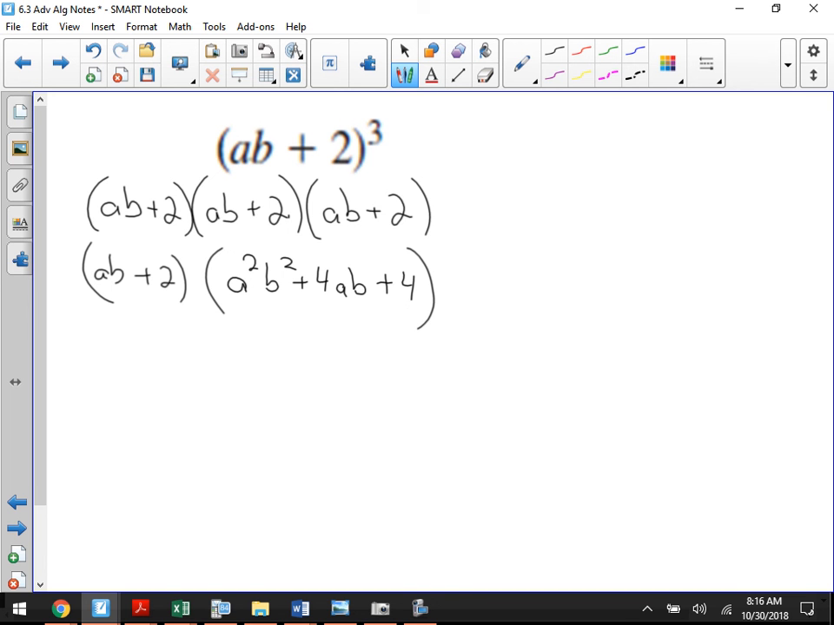Good question. So then you distribute out again, you're going to get A cubed, B cubed, plus 4A squared, B squared, plus 4AB, 2A squared, B squared, 8AB, and 8.